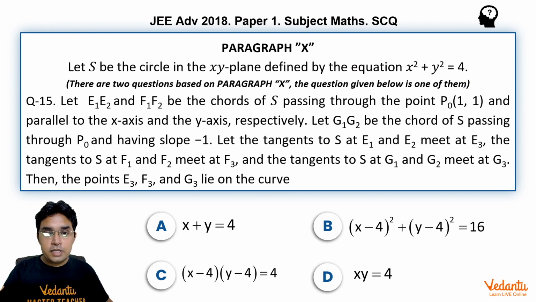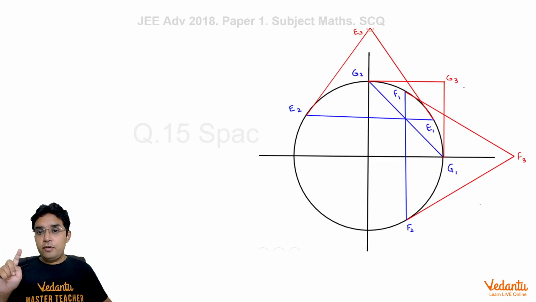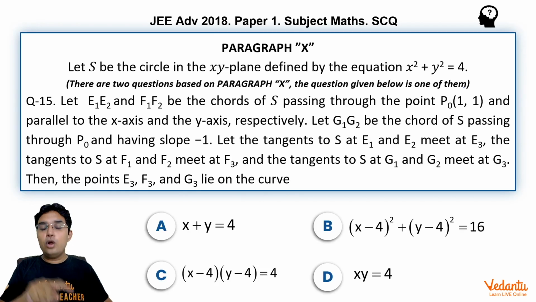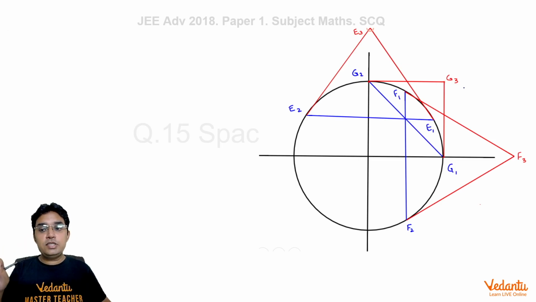Now to do this I will give you two methods. One, that we find the coordinates of E3, G3 and F3 and we will put in all these options. Number 2, I will find locus of all such points E3, G3, F3 from which if we draw two tangents, this tangent passes through P0.